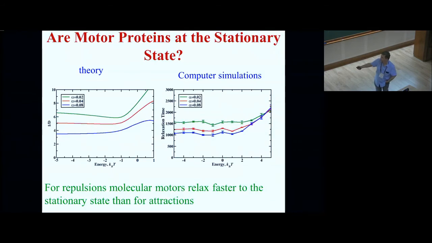We also did a lot of simulations here. What we found is that for repulsions, motors relax faster. So I'm now almost convinced that these kinesins really weakly repel each other, because there are a lot of advantages in this. They go back to the stationary state faster. If you go to attractions, it's really slow and takes longer. And we understand why physically: to break these clusters takes some time. Our simulations qualitatively support this.